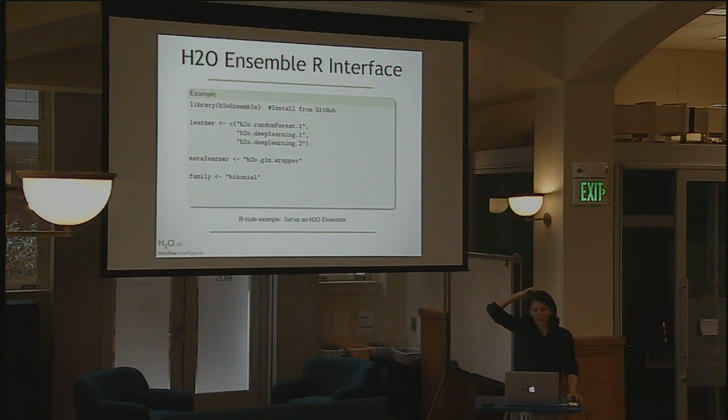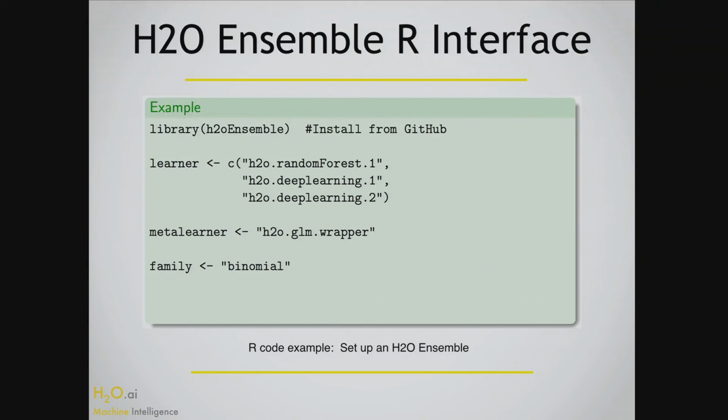But what these strings represent are particular models. The first one is a random forest with a particular set of model parameters, so maybe a random forest with 100 trees and a max depth of 5. Then deep learning 1 and 2 would be other versions of deep learning, maybe one with one type of activation function and one with a different type. The goal is to get a diverse set of base learners in your library, and that's typically how you're going to get the best performance.